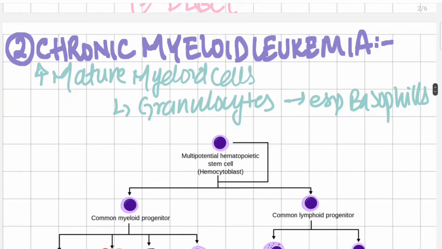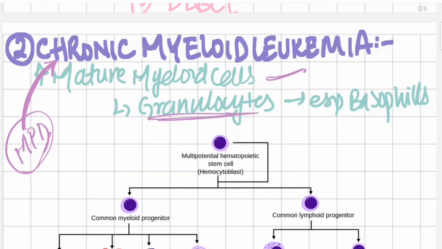Next is chronic myeloid leukemia. Important thing to notice here is that chronic myeloid leukemia is also considered a myeloproliferative disorder. So of course there is overlap between that category and this category of leukemia. So what is going to increase? Myeloid cells are going to increase, and mostly granulocytes, and very commonly basophils. That is important. In chronic myeloid leukemia, you're going to have a lot of basophils.